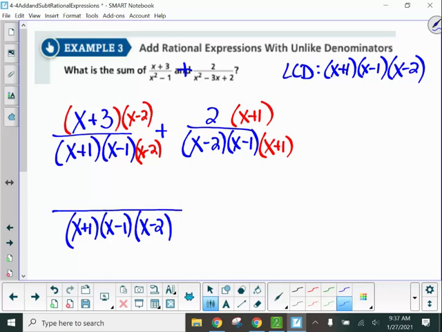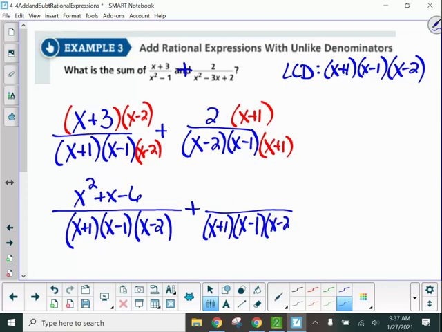On the top, we have to FOIL this first fraction. That's going to give us x squared plus x minus 6. The second fraction, and I'm actually going to write the denominator of the second fraction in the same order that I had for the first one, just to make it a little bit easier. I'm distributing the 2, so it's going to give me 2x plus 2. And then I have to go through and combine like terms. So my denominator is going to be x plus 1, x minus 1, x minus 2.